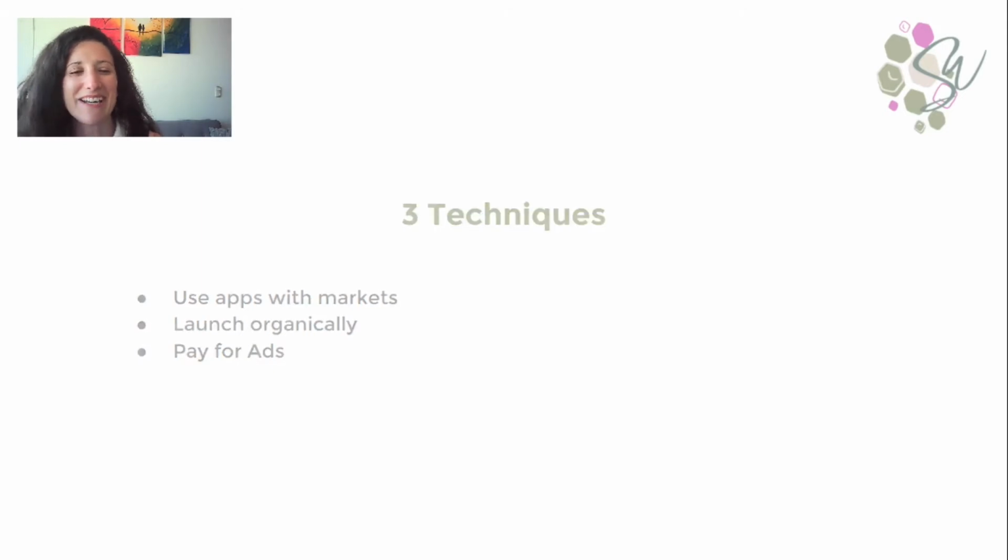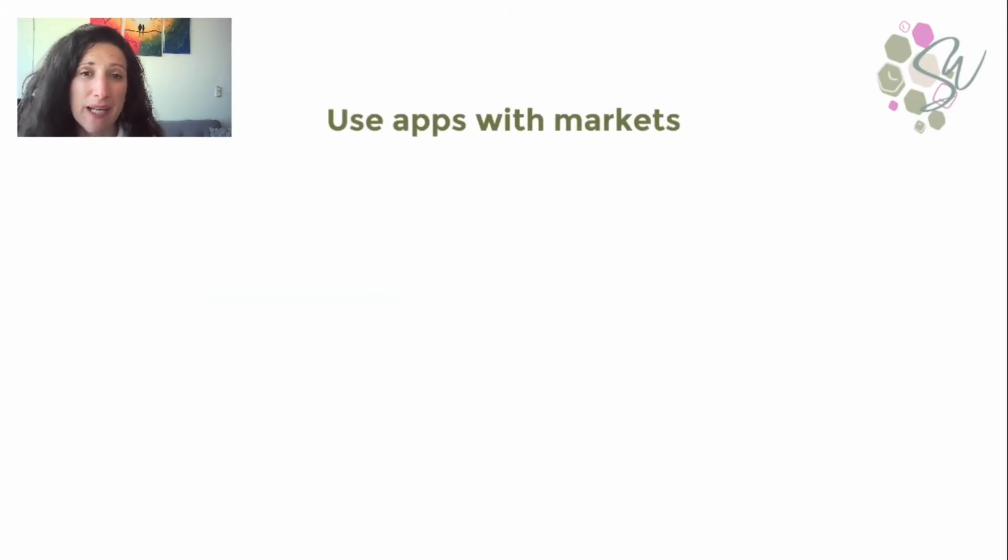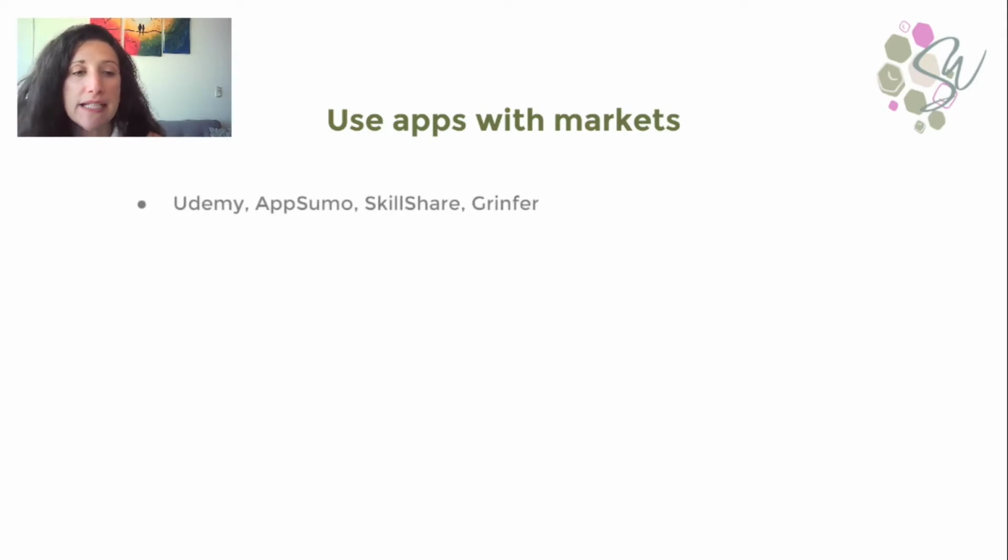All right, let's first have a look at apps. So apps or platforms, these are platforms where you can go and launch your course, but they do all the marketing for you, and they have the audience ready for you to sell your course to. So these are apps such as Udemy, AppSumo, Skillshare, and Grinfer. I know that there's many more. If you know of one that I don't know of, let me know in the comments. That will be really helpful.